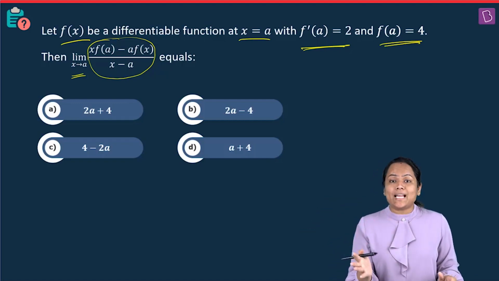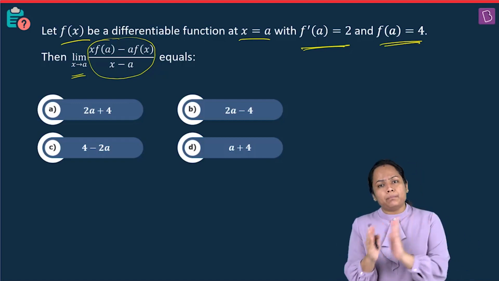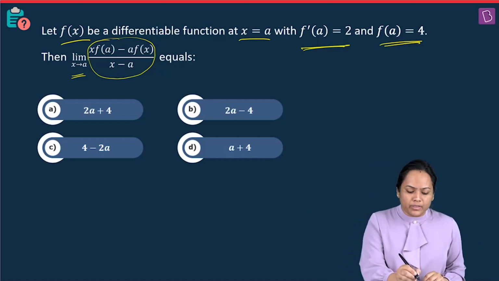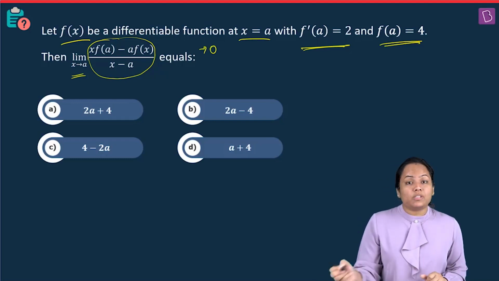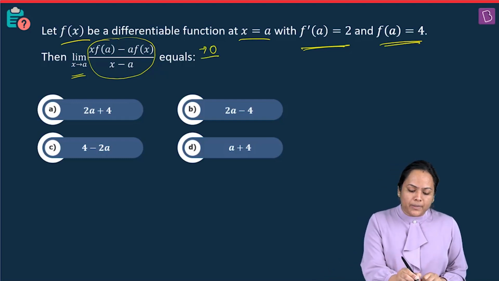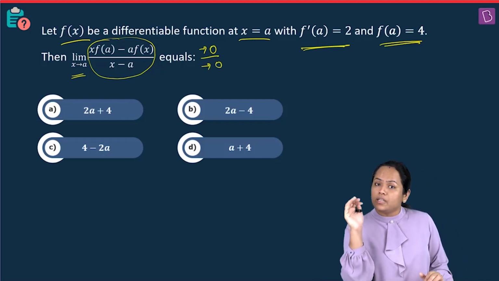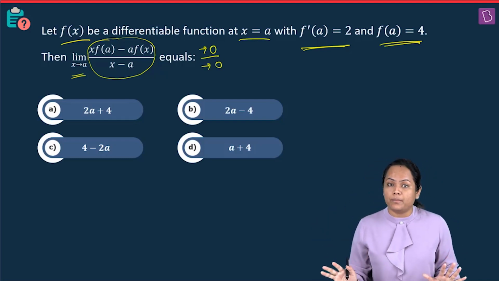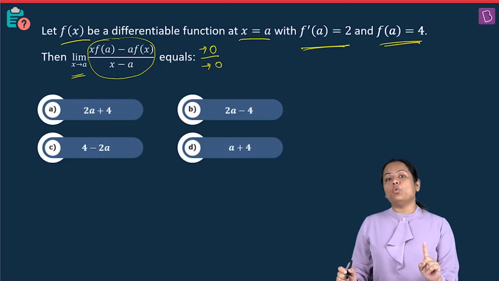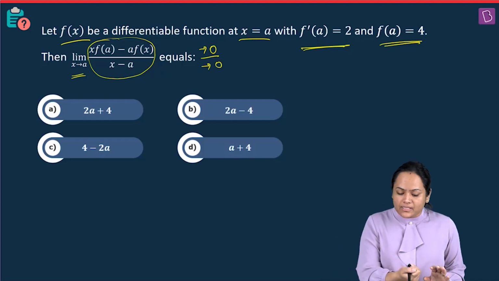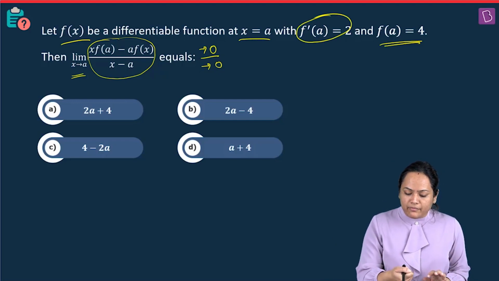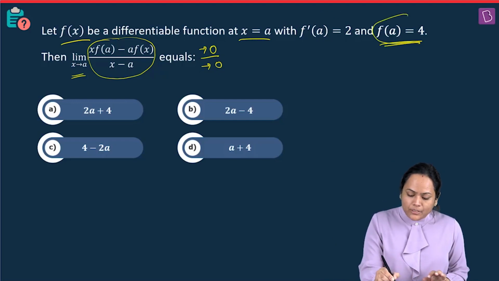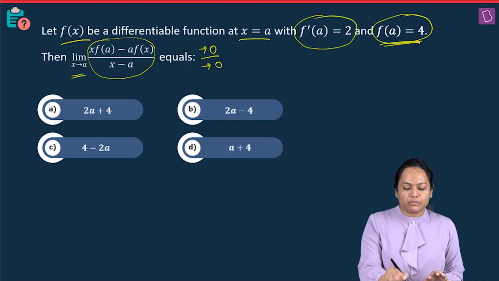So, when I make my x approach a in the numerator, it approaches 0. Similarly, my denominator also approaches 0. So, definitely it's a 0 by 0 form. And since they have given us information about f'(a) and f(a), that means I have to use these two pieces of information.